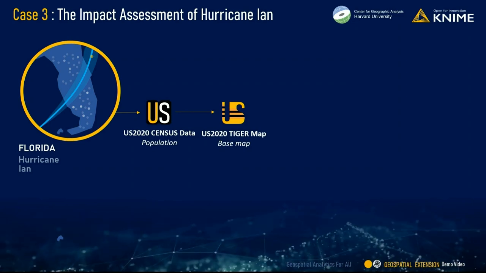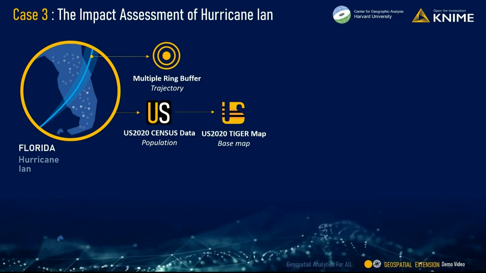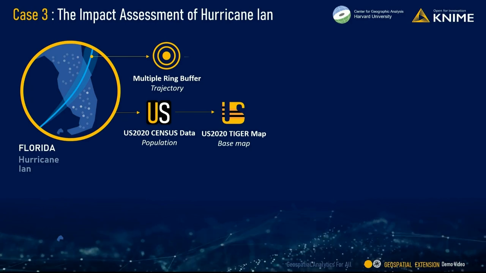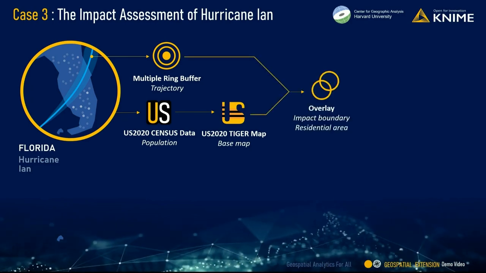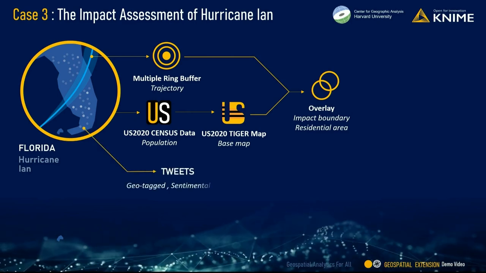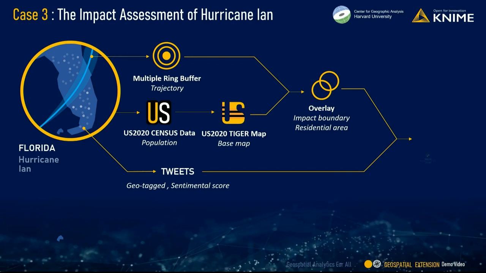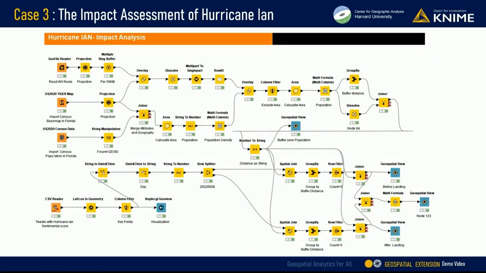Multiple ring buffer nodes get buffers at different distances from the Hurricane Ian track. Overlay is used to assess the population of different buffers. Through Twitter data collected by Harvard CGA and the Spatial Join node, we can understand how people feel about Hurricane Ian. Here is a workflow.